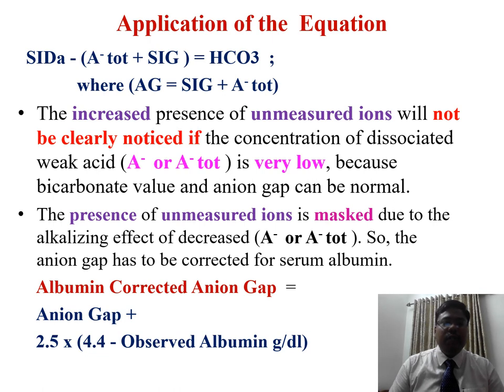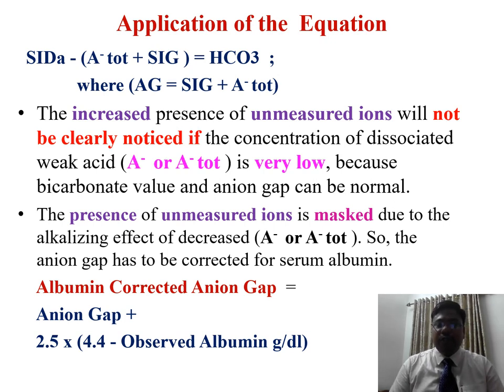So from the above relation, apparent strong ion difference minus ATOT plus strong ion gap is equal to bicarbonate, where anion gap is equal to strong ion gap plus ATOT. So the increased presence of unmeasured ions will not be clearly noticed if the concentration of dissociated weak acid is very low. So in the formula, anion gap is equal to strong ion gap plus ATOT. The strong ion gap denotes the unmeasured ions.